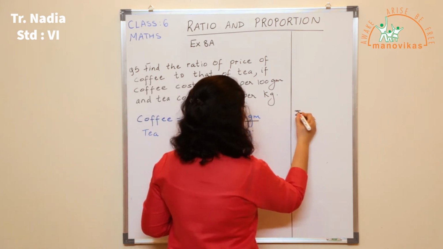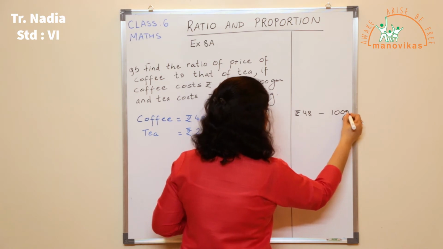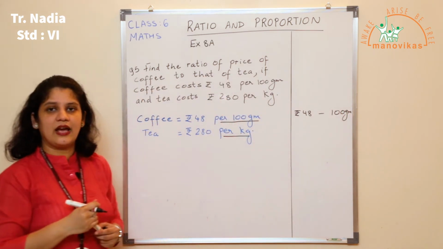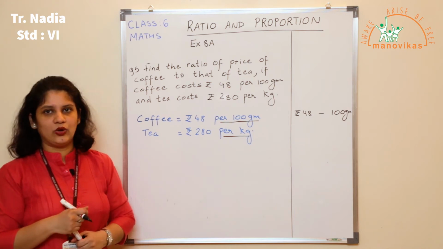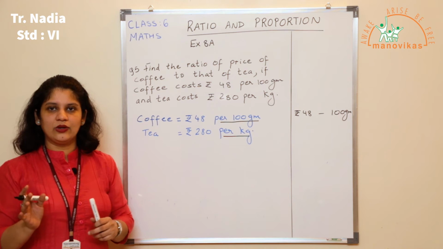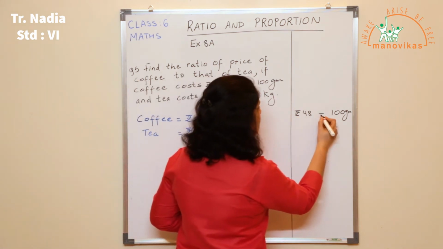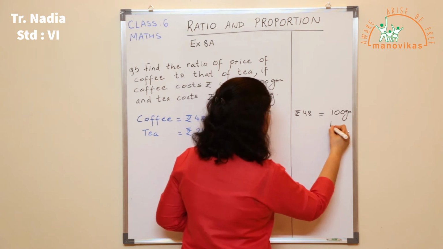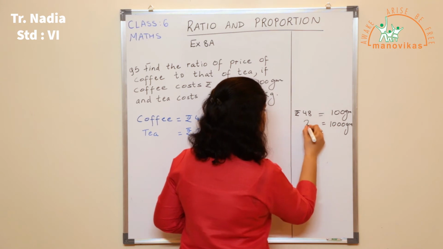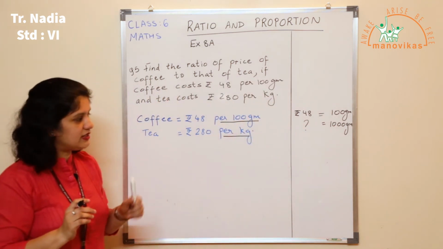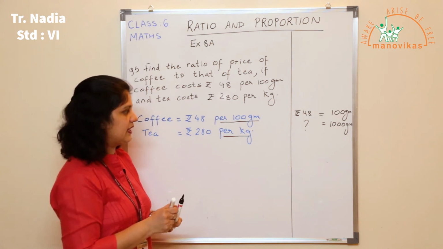Now the cost is rupees 48 for every 100 gram. Okay, for every 100 gram it is rupees 48. So how much will be the cost of 1 kilogram? We know that 1 kilogram consists of 1000 grams. So if rupees 48 is the cost of 100 grams, what will be the cost of 1000 gram? We can find out this. Now just see which method I am using to find out this. This is called the cross multiplication method.